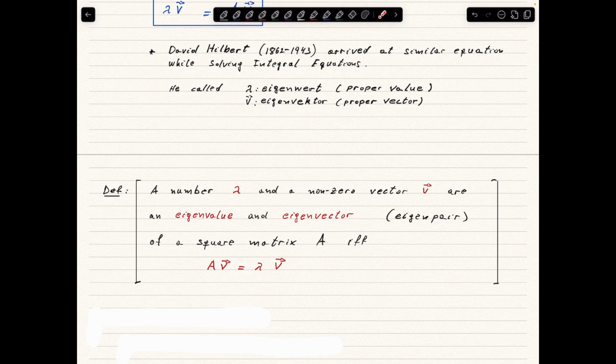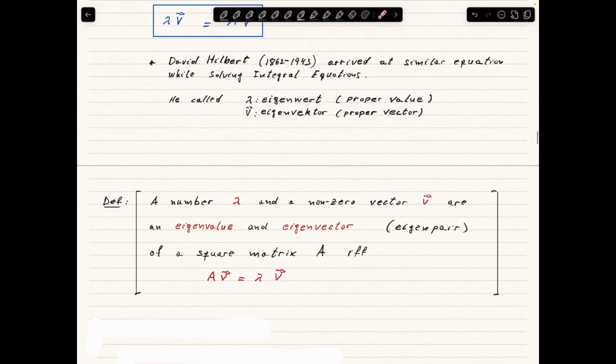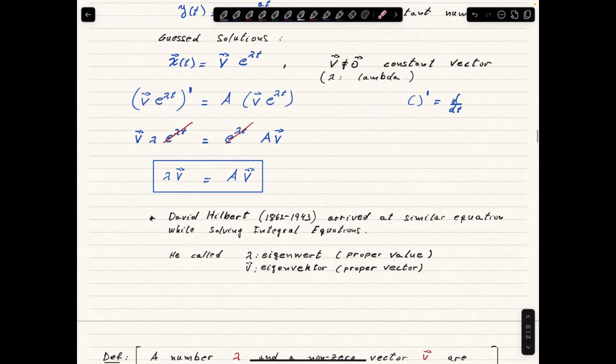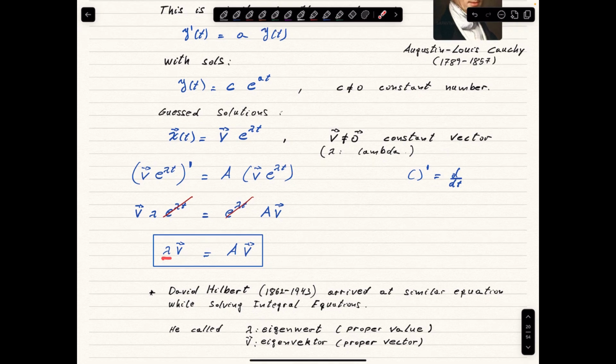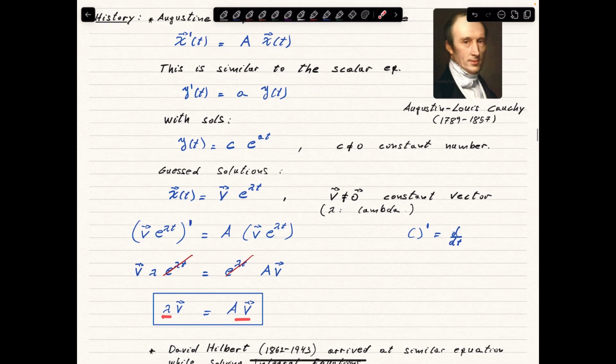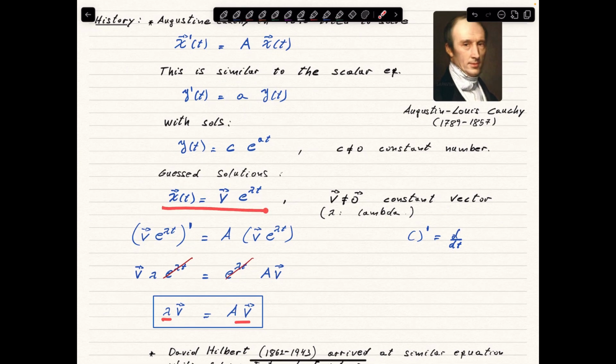And now hopefully we understand why we are interested in this equation, because when lambda and v are a solution of this equation, this function here is going to be a solution of that differential equation.